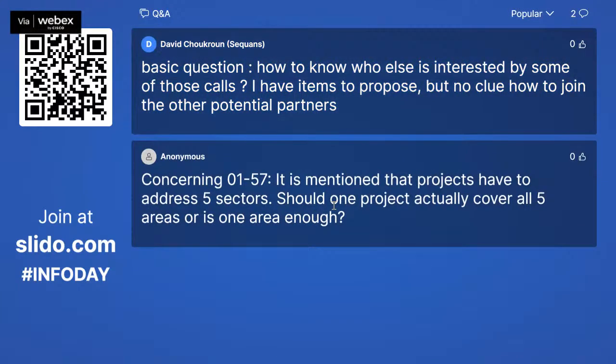Then another question: how to know who else is interested in some of those calls? I have items to propose, but no clue how to join the other potential partners. I think that refers to the event that was presented earlier. Does either of you have the details at hand? Brokerage events that were mentioned?